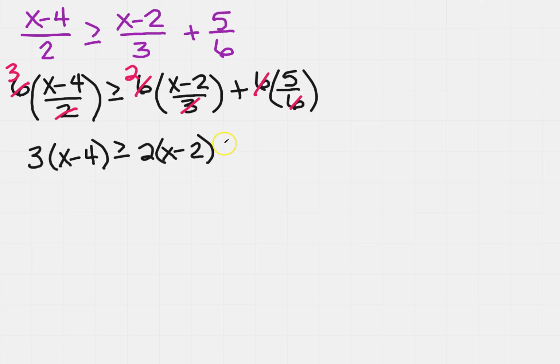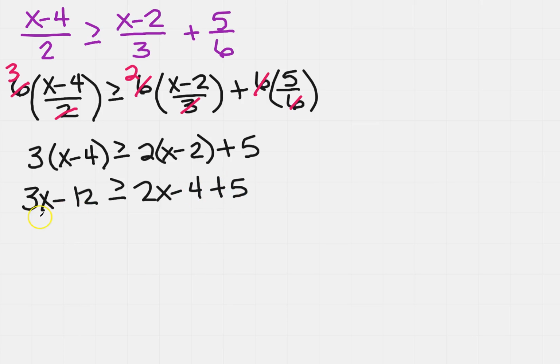And then once you've done that, you want to go back through and we're actually going to distribute those numbers. So I've got 3x minus 12 is greater than or equal to 2x minus 4 plus 5. I need to get all my x's on the left-hand side, so I'm going to subtract 2x from both sides. I'm going to get all my numbers on the right, so I'm going to add the 12 to both sides.